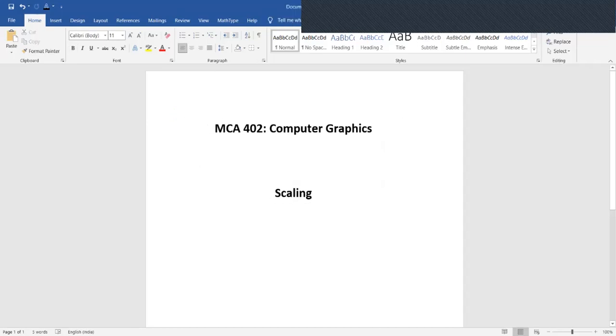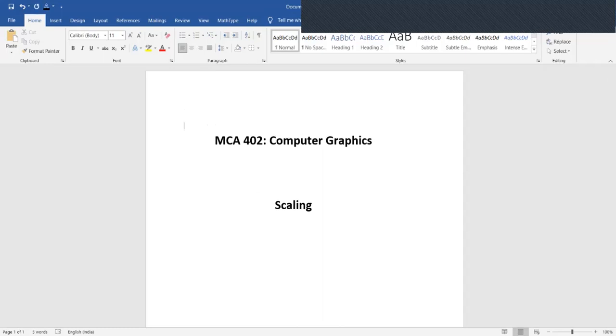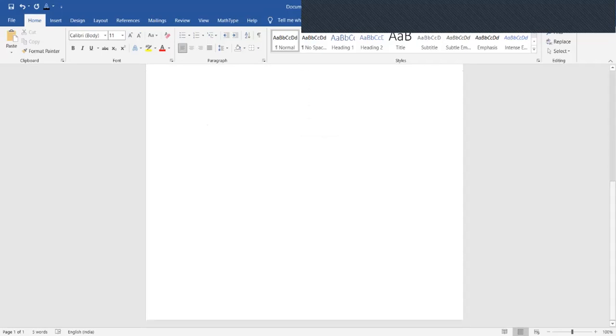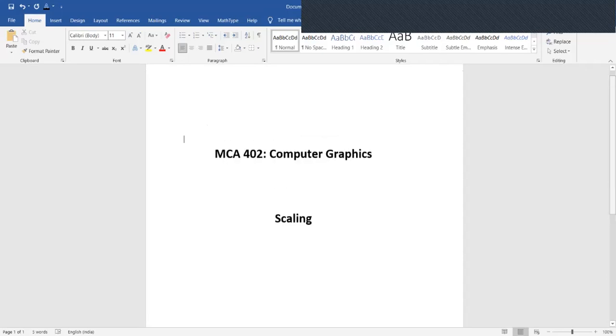That means if we want to increase the size of the object or decrease it, we will say that we are going to scale the object. So that is the purpose of scaling.